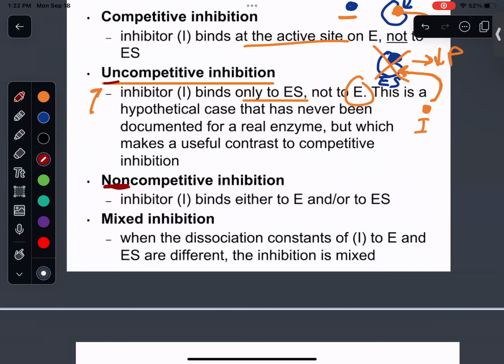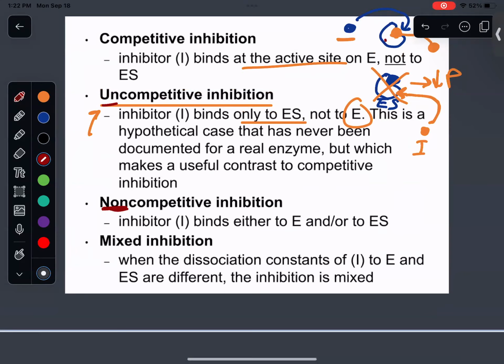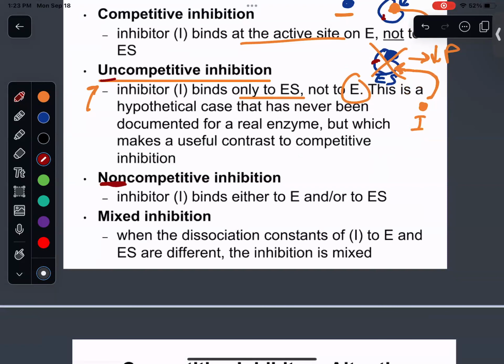Become familiar with the difference between uncompetitive and non-competitive, because non-competitive inhibition is when the inhibitor can bind to either the enzyme or to the enzyme substrate complex. So theoretically, don't write this on your test, but the way I thought of it was a non-competitive inhibitor is under the umbrella, or actually Dr. Peterson did mention this, under the umbrella of mixed inhibition. So think of this as a little bit of a sub piece of mixed inhibition.